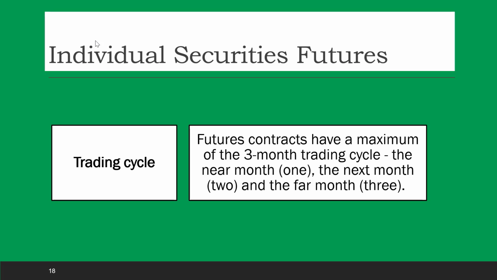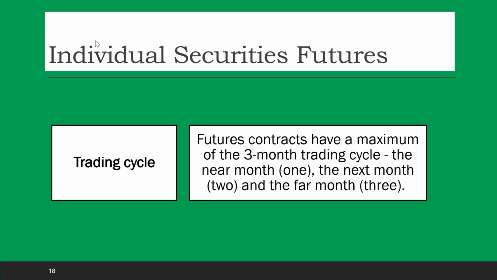Trading cycle. Futures contracts have a maximum of 3-month trading cycle: the near month 1, the next one 2, and the far month 3. Now the contracts are available for the months of February, March, and April. February is called the near month, the next month is March, and April is the far month. You can take a bet on any of the months.